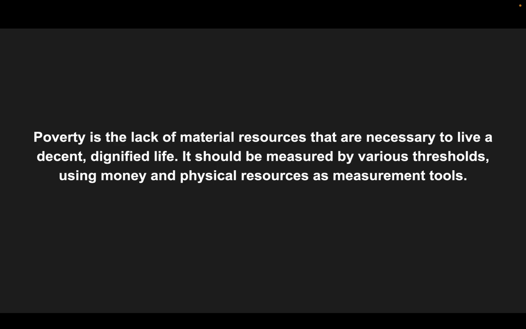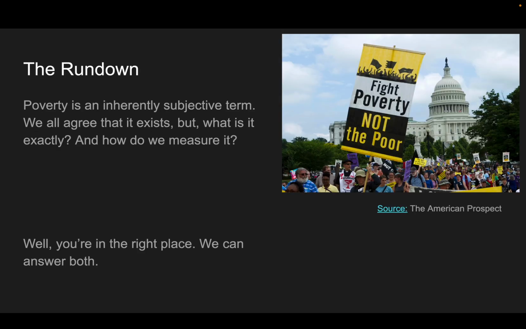Poverty is the lack of material resources that are necessary to live a decent, dignified life. It should be measured by various thresholds using money and physical resources as measurement tools. In order to come up with a proper way of measurement, it's important to look at the past and current ways poverty is measured, to evaluate and figure out how to improve them.